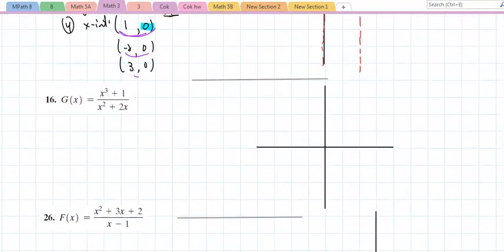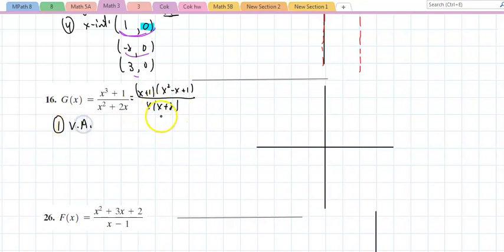Here, this is the third case and the most awkward. If I factor this, isn't that x plus 1 into x squared minus x plus 1? Don't you take an x out, x plus 2? Vertical asymptote is where the denominator equals 0. That is x equals 0 or negative 2. When we look for the horizontal asymptote, if the degree of the top is higher than that, then it doesn't work.